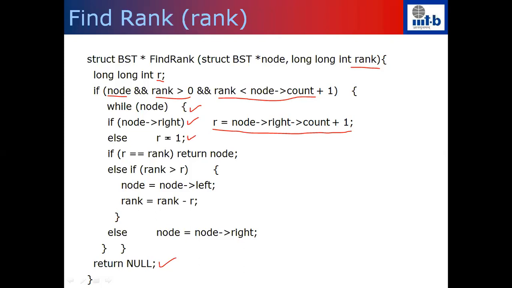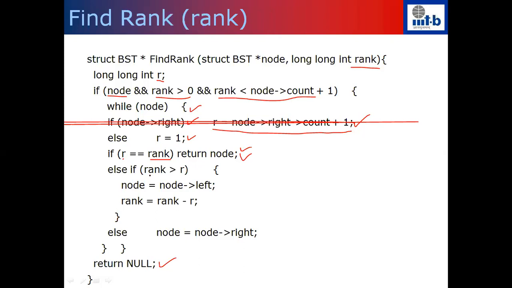In other words, when I'm at this node, I'm trying to find the rank of this particular node in the subtree. The rank of this particular node is exactly equal to 1 plus the number of nodes in the right side. So if the right side is empty, then the rank of this node is going to be 1. Otherwise, it will be 1 plus the number of nodes on the right subtree. So I found the rank of the node. If the rank of the node, that is R, is equal to the rank that I am looking for, then I found this node, so I just return this.